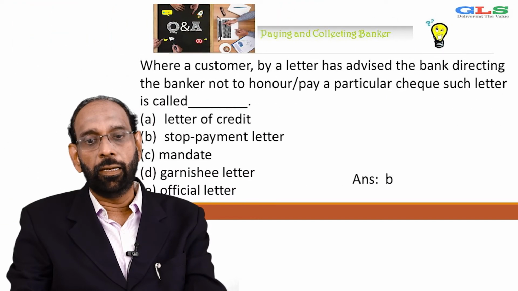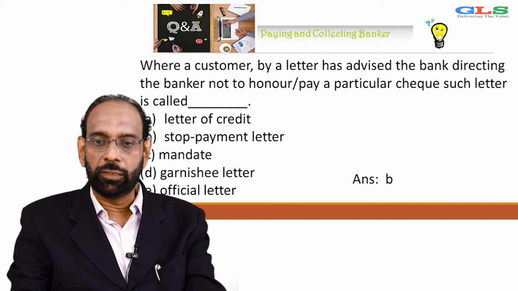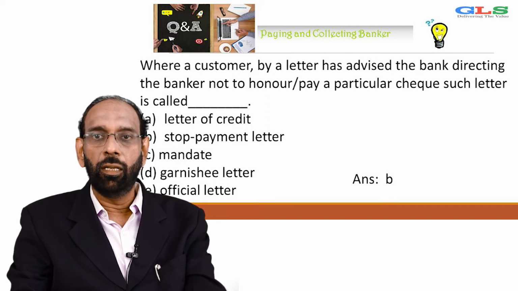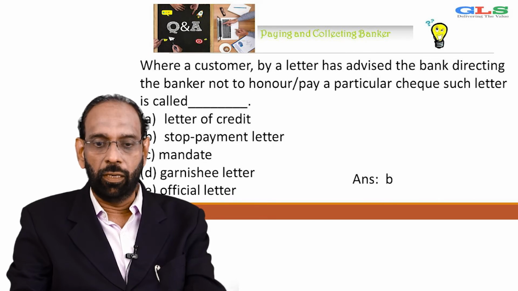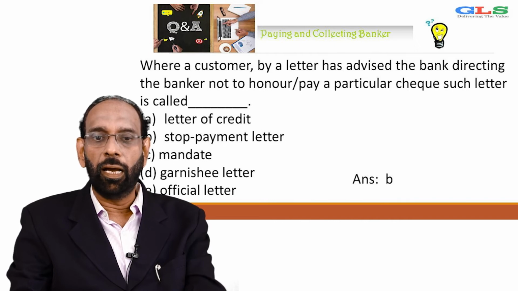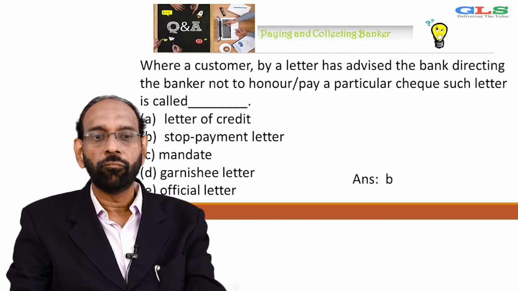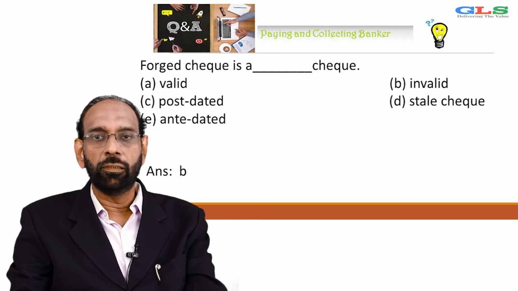Where a customer by a letter has advised the bank directing the banker not to honor, pay a particular check, such letter is called letter of credit, stop payment letter, mandate, garnishee letter, official letter. Obviously, it is stop payment where the banker is asked to hold the payment. Next question. Forged check is a dash check, valid, invalid, post-dated, stale check, antedated check. A forged check is basically invalid check, so it's void ab initio.